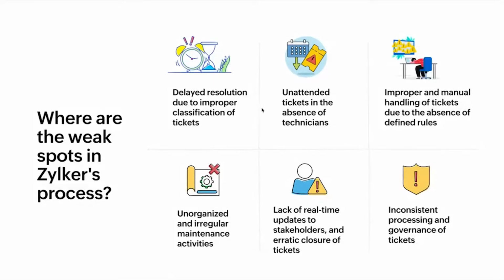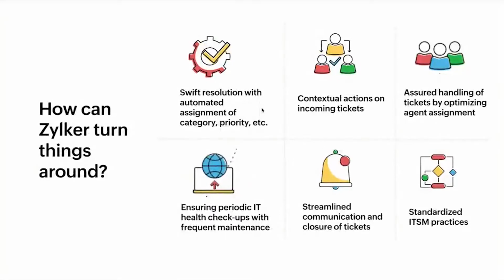Now, enter ServiceDesk Plus. What could Zilker gain and turn things around using ServiceDesk Plus? The number one thing is that using ServiceDesk Plus, you can automate assignment of different parameters like category, priority, level, status, etc. on a request. This would result in swift resolution. And based on the incoming ticket's parameters, you can also perform contextual actions like if the priority is high, let's do a field update.